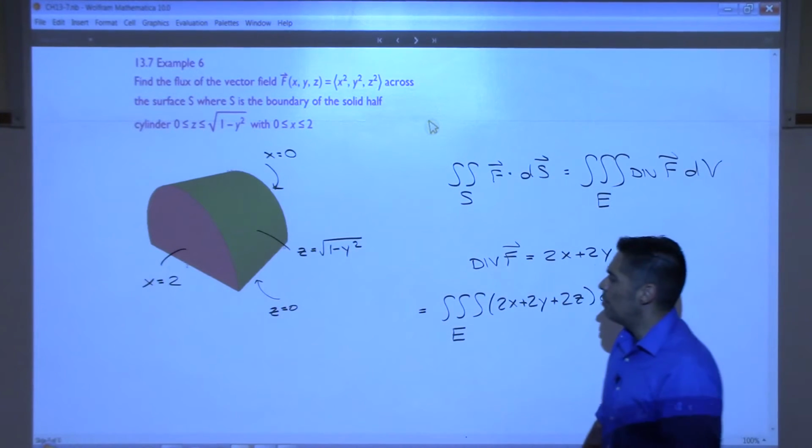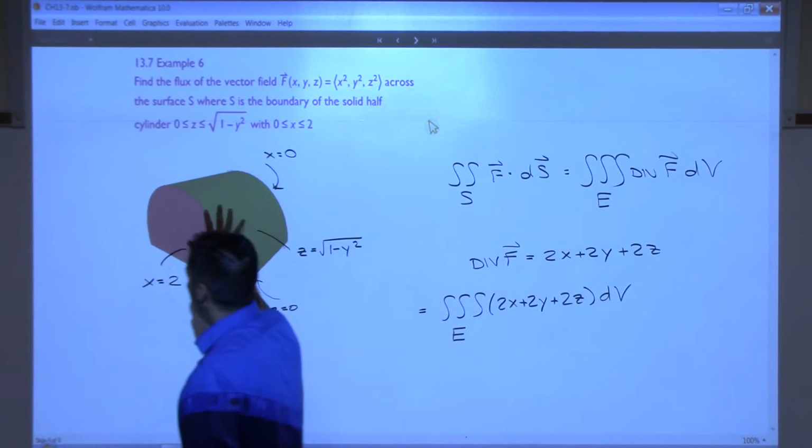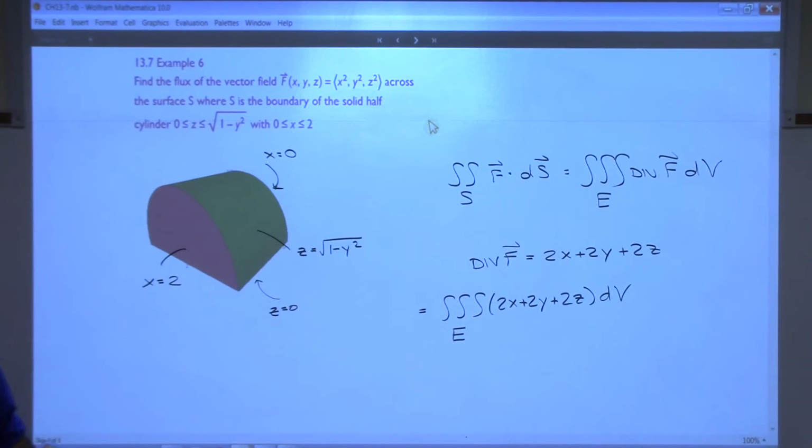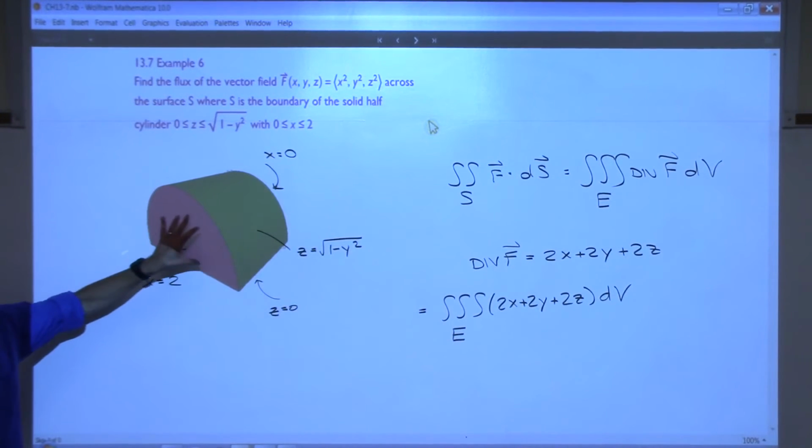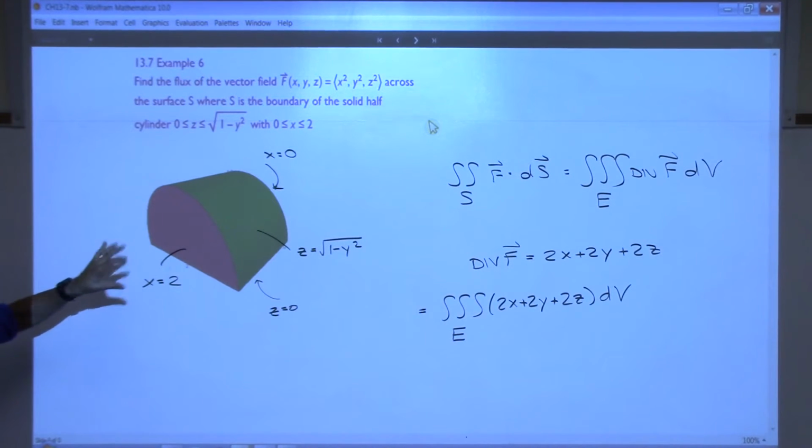And you just need to come up with some way of controlling x, y, and z so that you can draw that region for me, that solid. So does anyone have an idea of how you could do that? Go to cylindrical coordinates or polar coordinates, right?